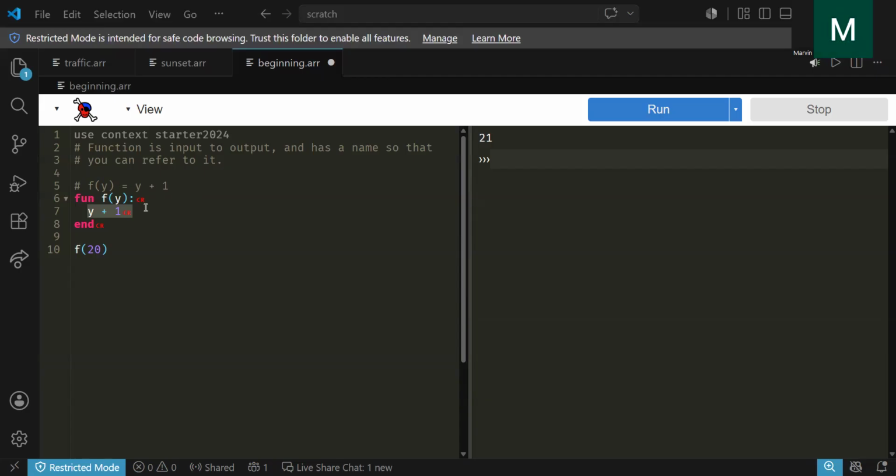What is the output? What work is it doing to produce the output? Line 7, y plus 1, right? We call this the body. The body of the function is what produces the output. And line 8, end, just says it's the end of the body. The function is done. So we have the name of the function, the parameter, which is the input, and the body, which produces the output. Then we can also call a function, and we pass in the number 20, and y will take on the value 20, and then 20 plus 1.